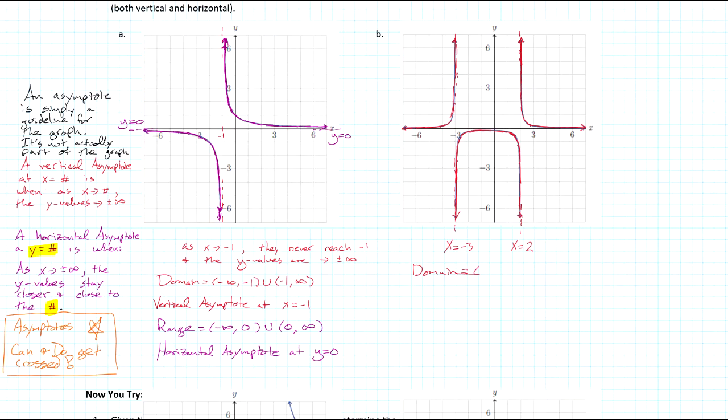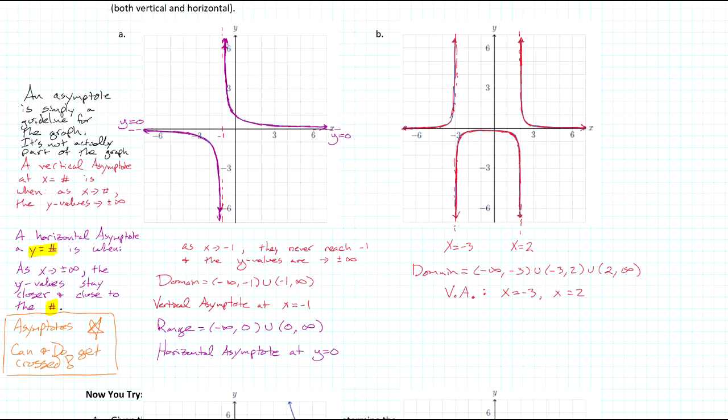So the domain is -infinity to -3, along with -3 to 2. Like all of those numbers are okay. Those are in the middle. And then we can also have all the x values from 2 to infinity, but we can't have -3 and we can't have 2, so we're skipping those. The vertical asymptotes, which we can abbreviate as VA, the vertical asymptotes are at x equals -3 and x equals 2.